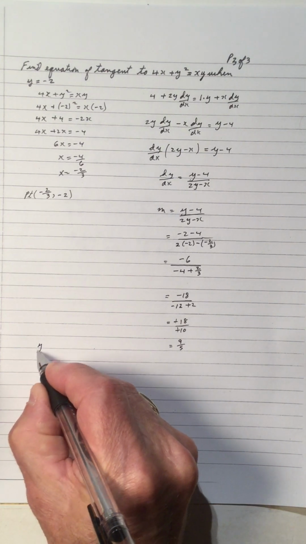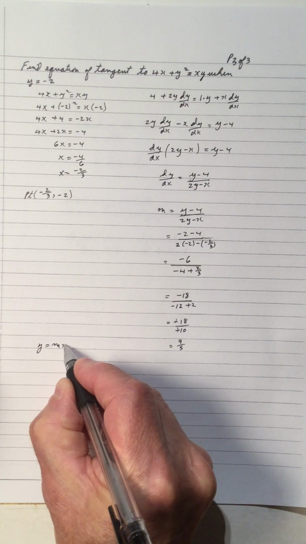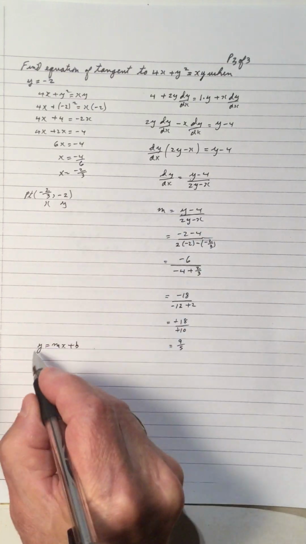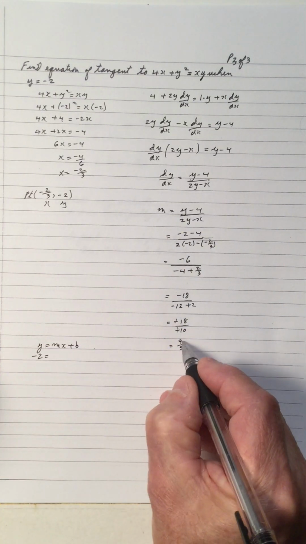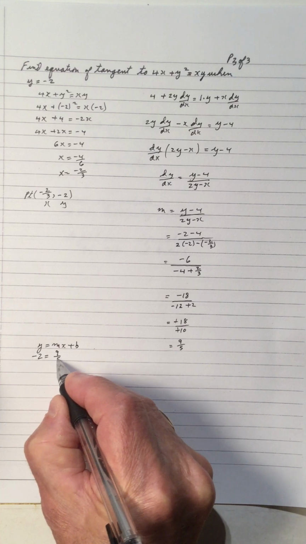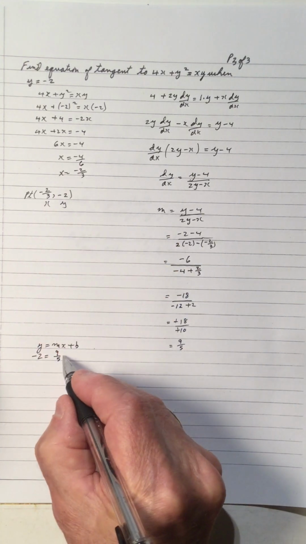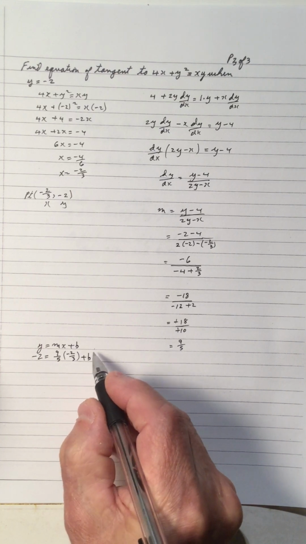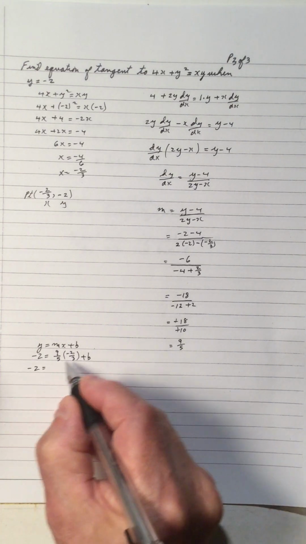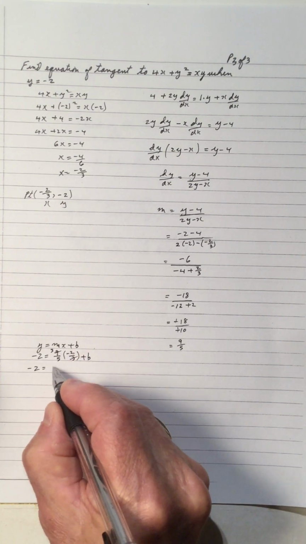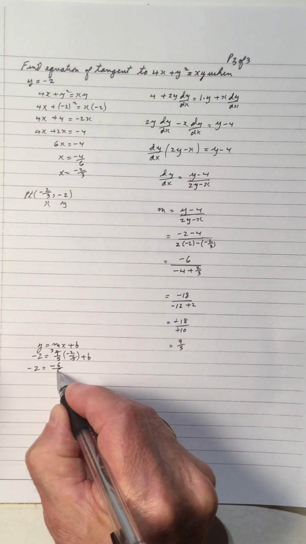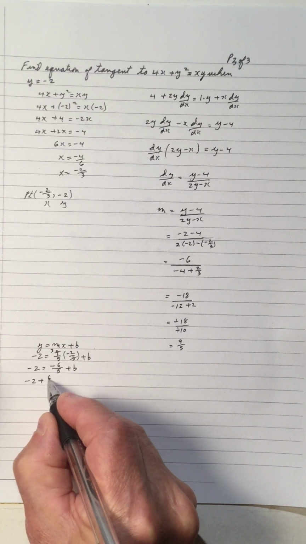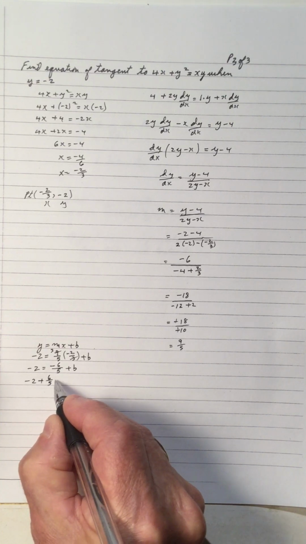And we need to find the equation. So y equals mx plus b. Again, this is x and this is y, so y is negative 2, m is 9 over 5, x is negative 2/3, plus b, and we simplify. 3 into 9 goes 3, so it's negative 6 over 5 plus b. So negative 2 plus 6 over 5 equals b.